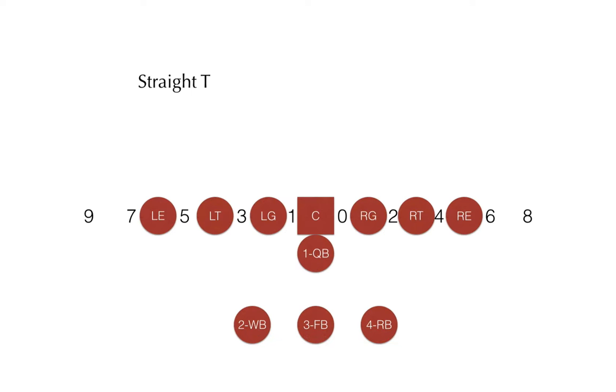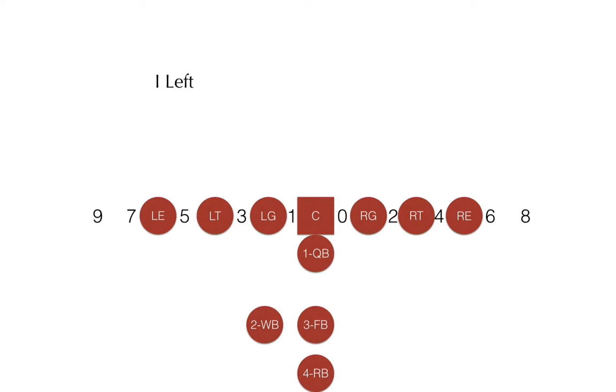Here's what we run. We primarily want to talk about the base runs that we run. We run out of two primary sets out of our base runs. We run out of the straight T, and you can see the hole configurations. Right side's even, left side's odd. And here we'll run an I right, and we run an I left. And that's primarily what we run.